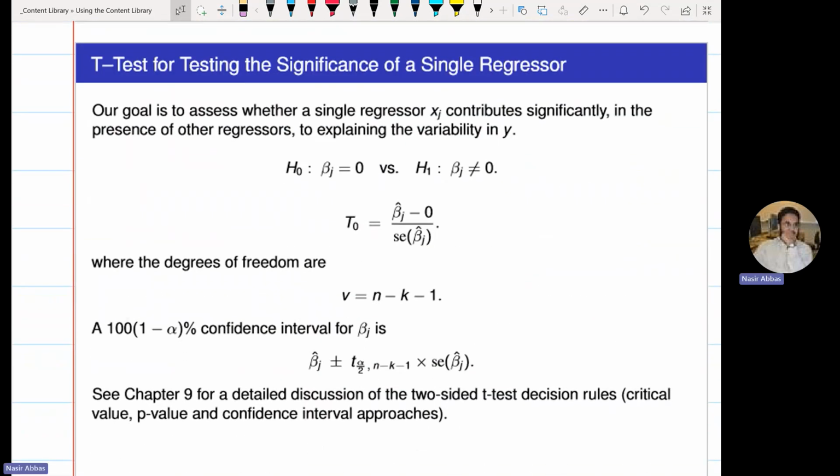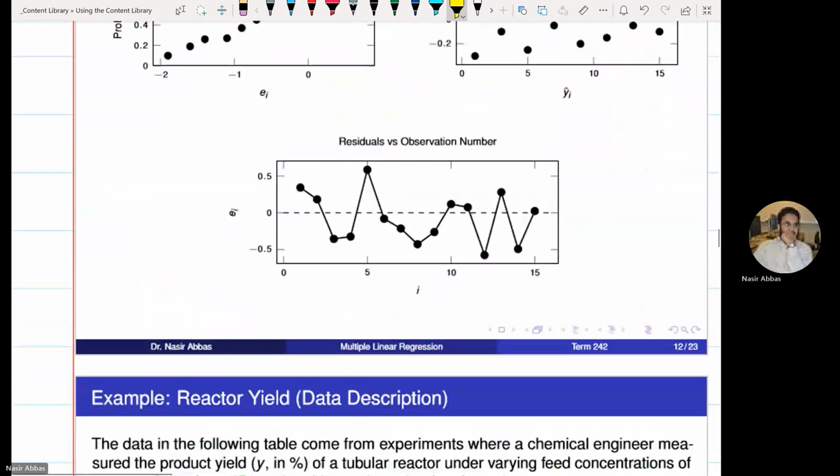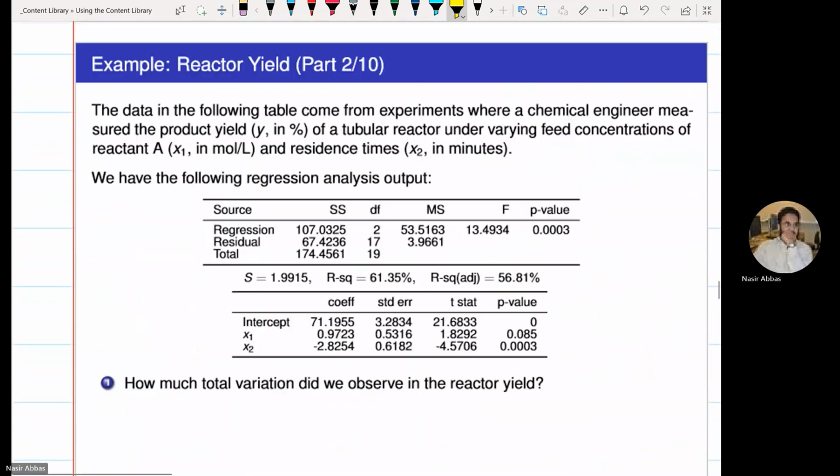Testing the significance of a single predictor. Now, the good thing here is for the single predictor, because we are relying on our output, you don't have to compute the standard error of beta hat. We'll give you the standard error of beta hat in terms of a table, this kind of table.